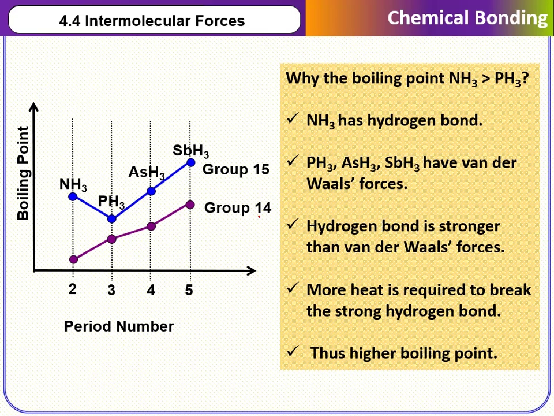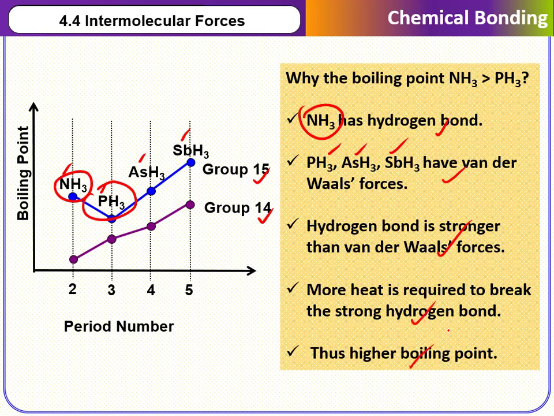We have done group 14 just now. Now let us look at group 15. Group 15 has nitrogen, phosphorus, arsenic, and antimony. So why is the boiling point of ammonia relatively higher than PH3? This is due to the existence of hydrogen bonds between the ammonia molecules, while the rest have only weak van der Waals forces, and we know that hydrogen bond is stronger than van der Waals forces. Therefore, of course, we need more energy to break the strong hydrogen bond, thus a higher boiling point for ammonia.